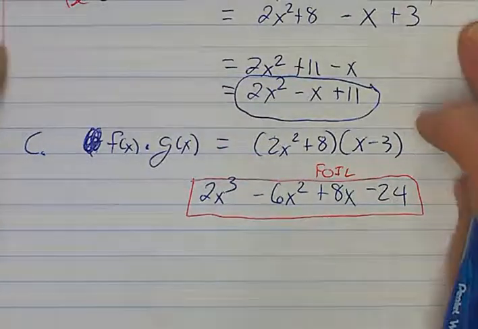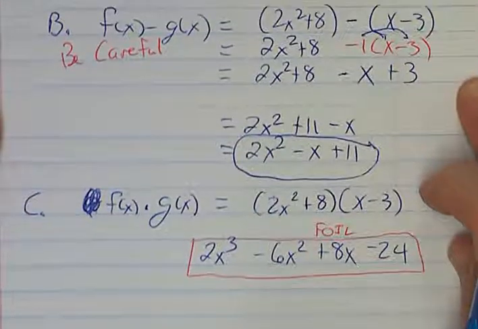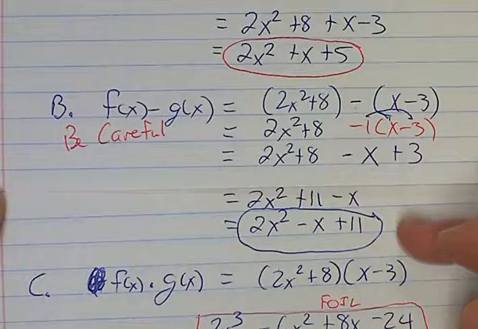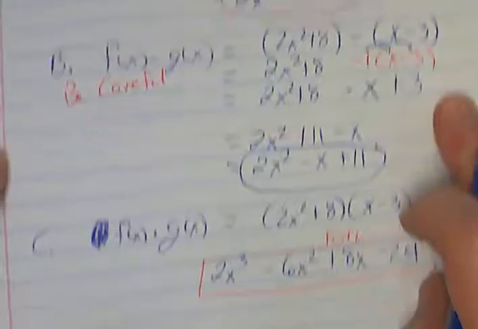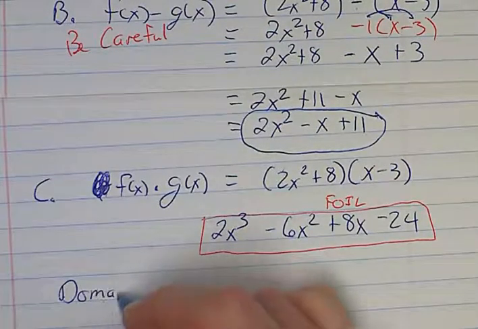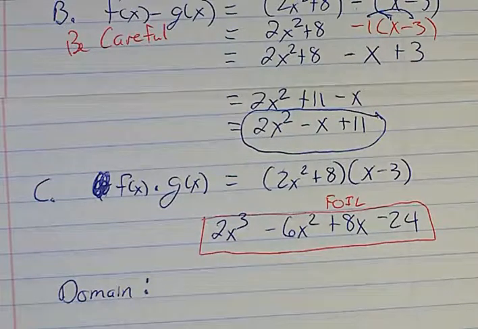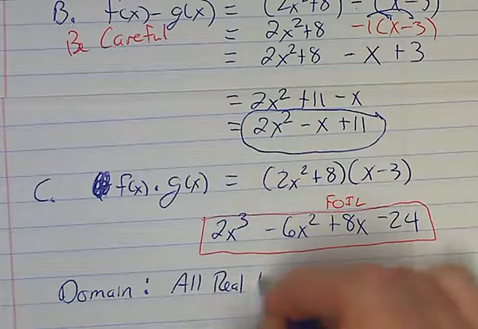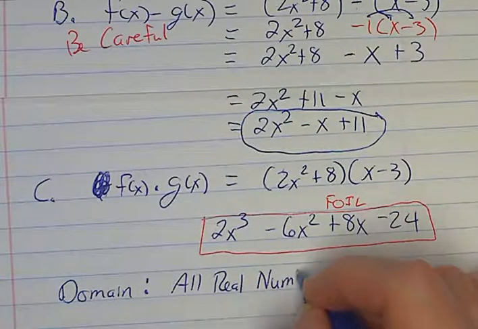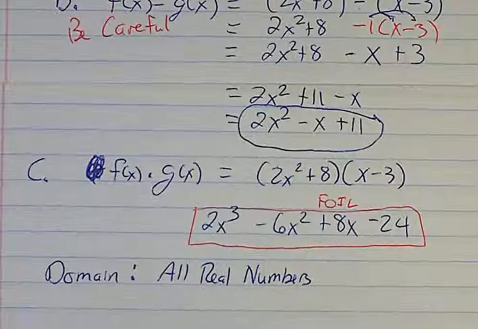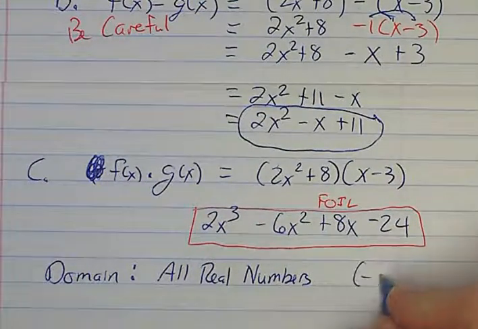Oh, now, and kind of backing up here, we didn't talk about the domain. For any of these three questions, whether it was part A, part B, or part C, for any of those answers, if they ask you for the domain, it would be all real numbers. And if they want it in interval notation, that would be from negative infinity to infinity.